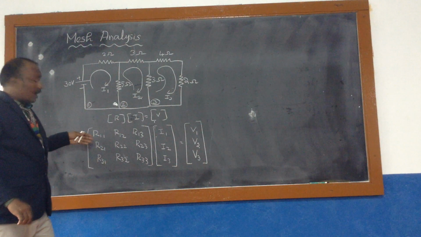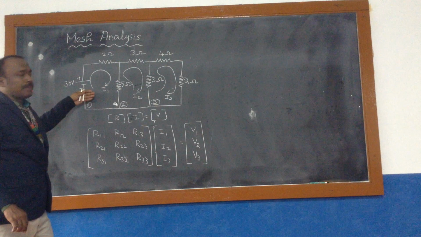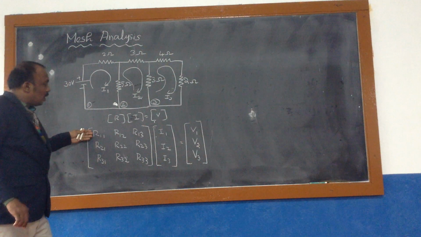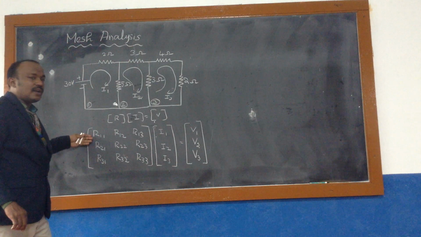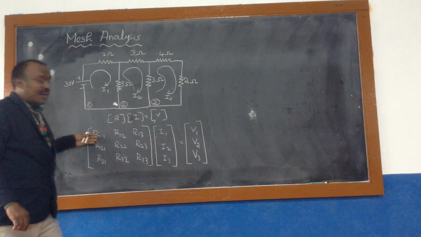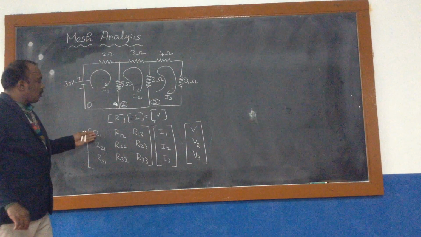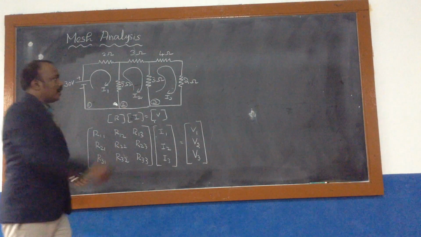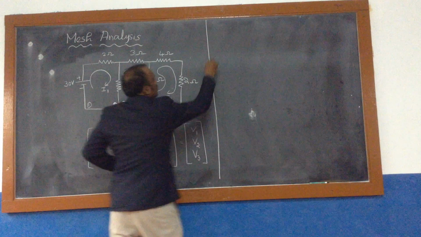This is your core equation. That is the main equation for the given problem. This is the core equation in which we are going to substitute all the known values to find the unknown values of current I1, I2 and I3. Here R11 and all the values are calculated as per the procedure we discussed previously in the class. So what are the values?